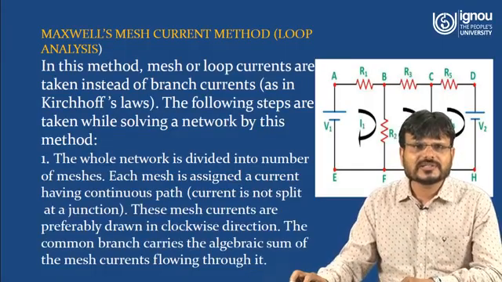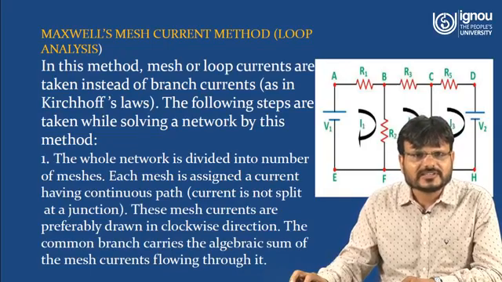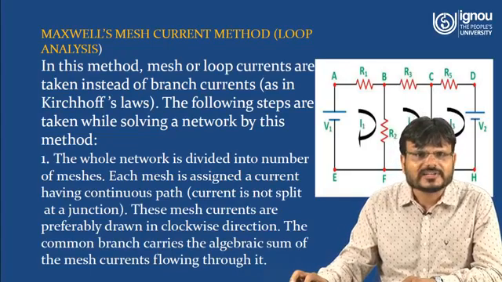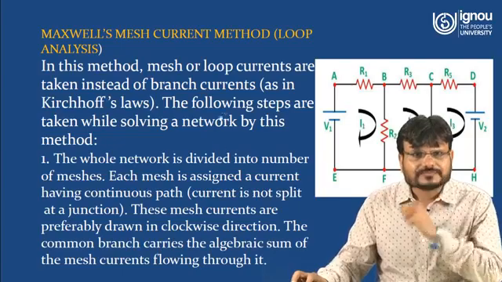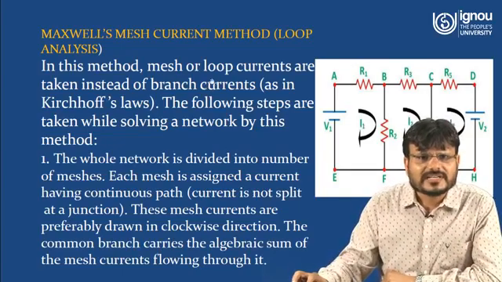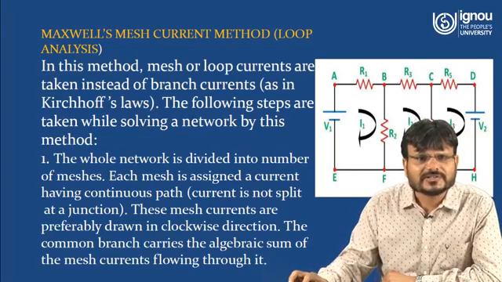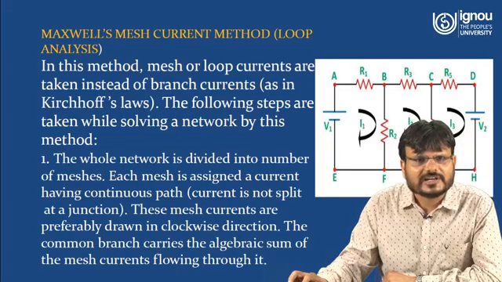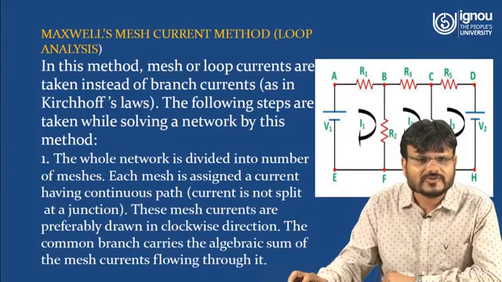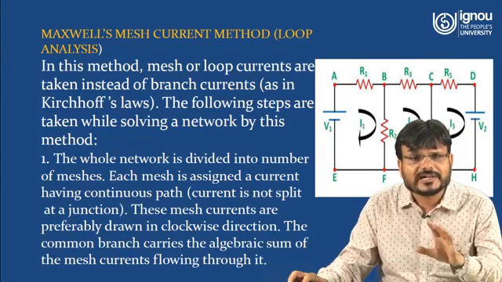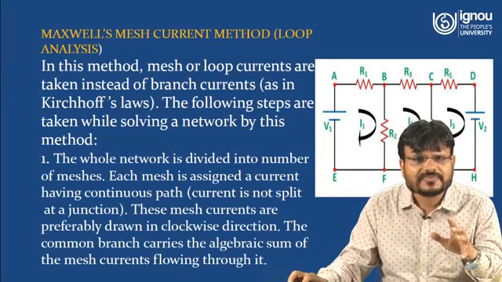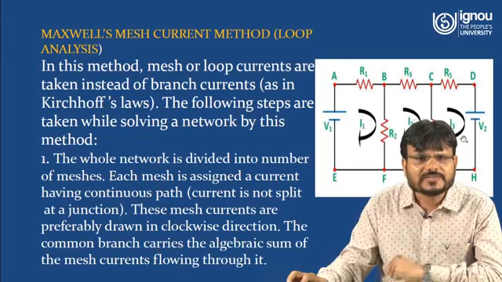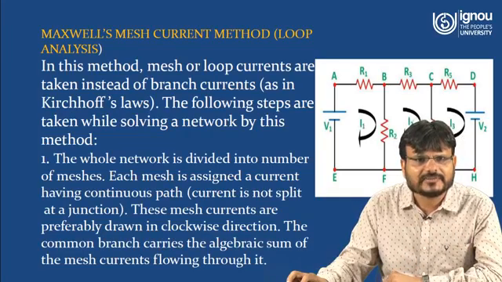Now we have to understand the Maxwell current method, which is also called loop analysis. In this method, mesh or loop currents are taken instead of the branch currents, as in Kirchhoff's law. The following steps are taken while solving the network by this method. First, the whole network is divided into a number of meshes, like mesh 1, mesh 2, mesh 3. Each mesh is assigned a current having a continuous path.